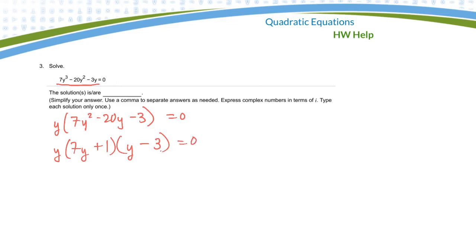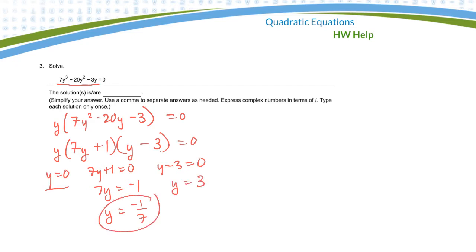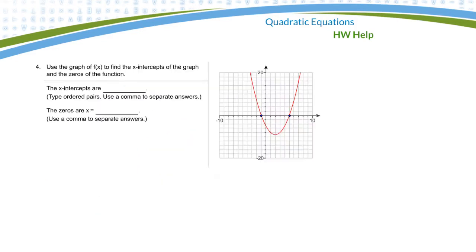Equals 0. Zero property comes in, so either y is 0, or 7y plus 1 is 0, or y minus 3 is 0. The first one's done, so 0 is one of my answers. The other one, I'll subtract 1 on each side, and then I'll divide by 7 on each side. And on this one, I'll add 3 to both sides. So my three answers are those. Use a comma to separate. Okay, so 0, negative 1/7, and positive 3.